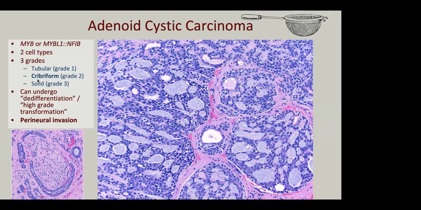Recurrence and metastases, regardless of histologic grade, are also very common. So even though adenoid cystic can generally be assigned a grade, it is considered already much more aggressive than any of the other salivary counterparts, no matter what grade it is. It can undergo frank dedifferentiation, which we'll see momentarily.